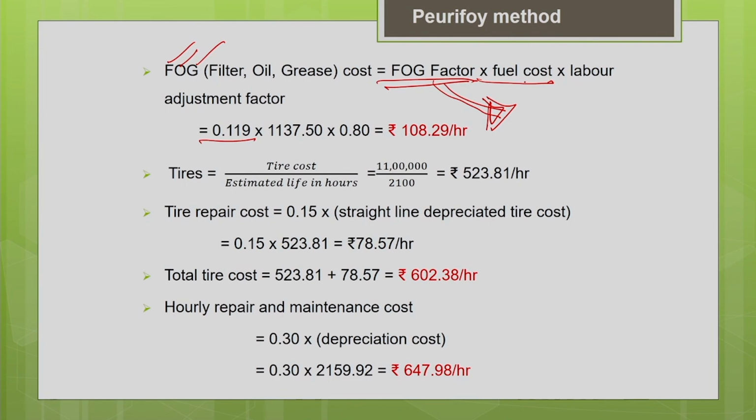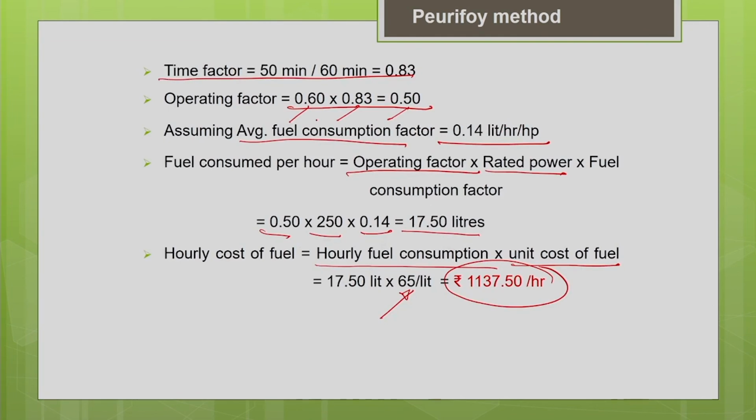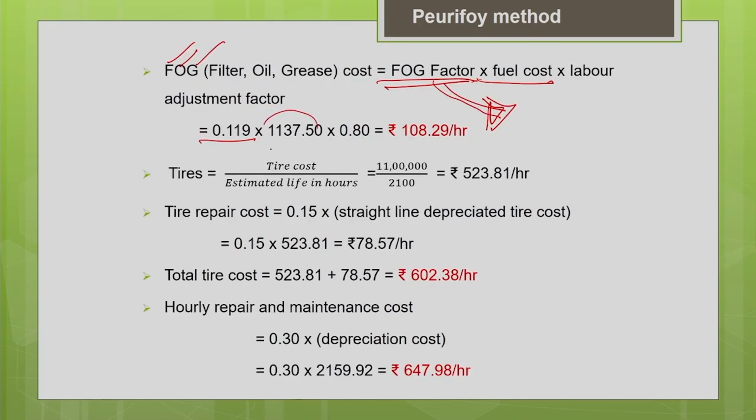Then the fuel cost we derived earlier, hope you remember, is 1137.5 per hour. So, you multiply the fuel cost, then the labor adjustment factor. As I told you, the labor skills will vary from place to place or region to region. So, in some handbooks we can also get the information on the labor adjustment factor for the particular region.